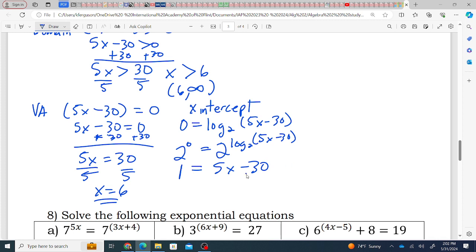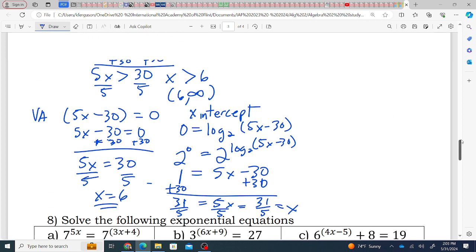And now I solve this. I add 30 to both sides, and I get 31 equals 5x. And then I divide by 5. And so that's 31 over 5 equals x. And that's how that goes.